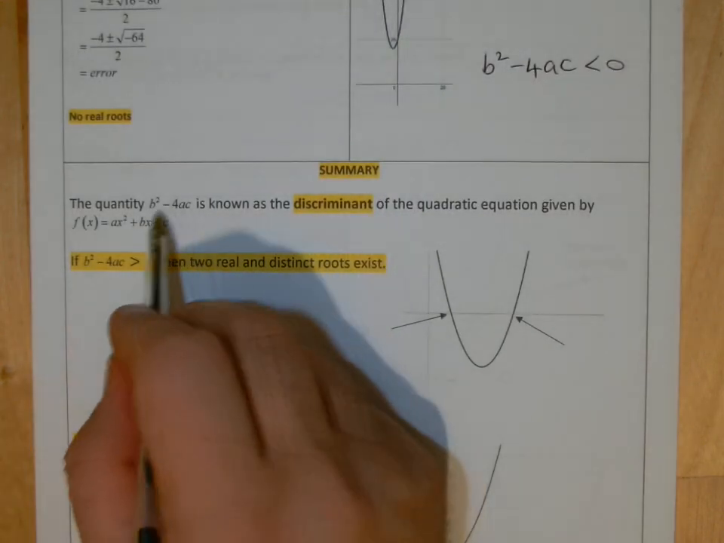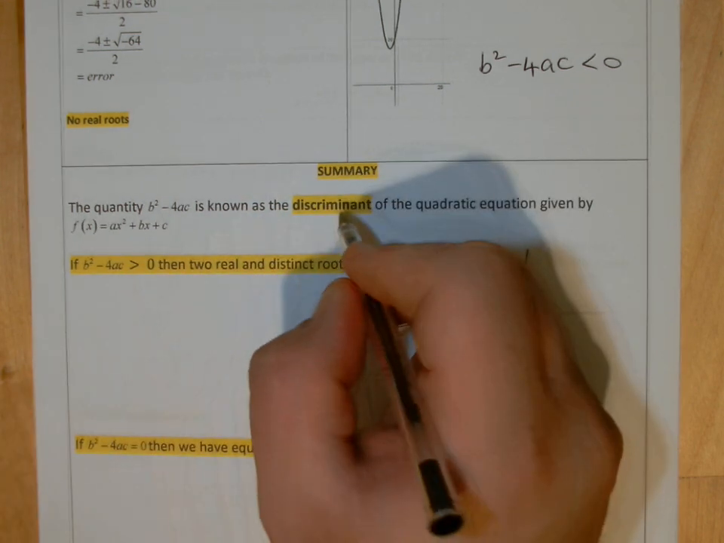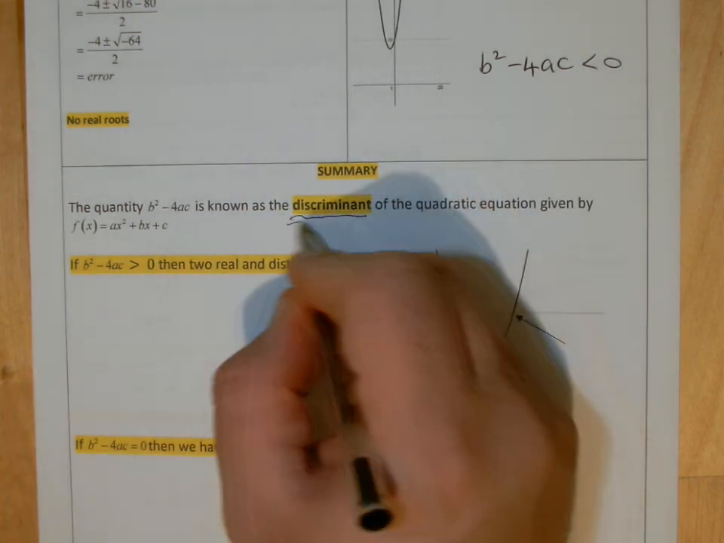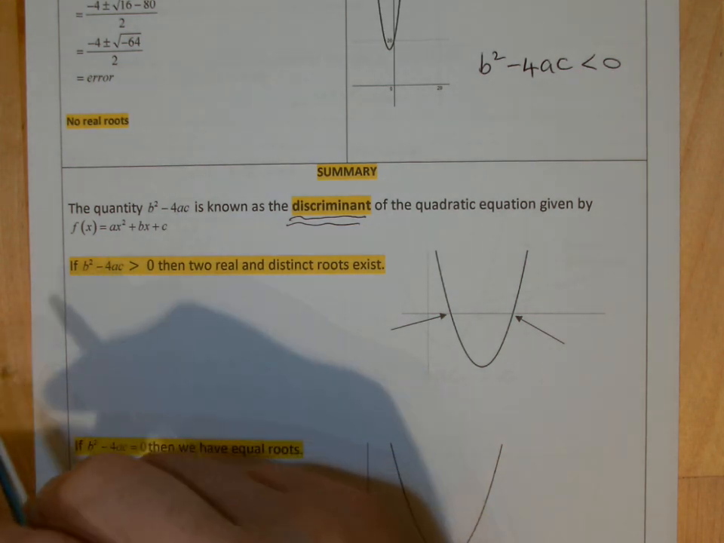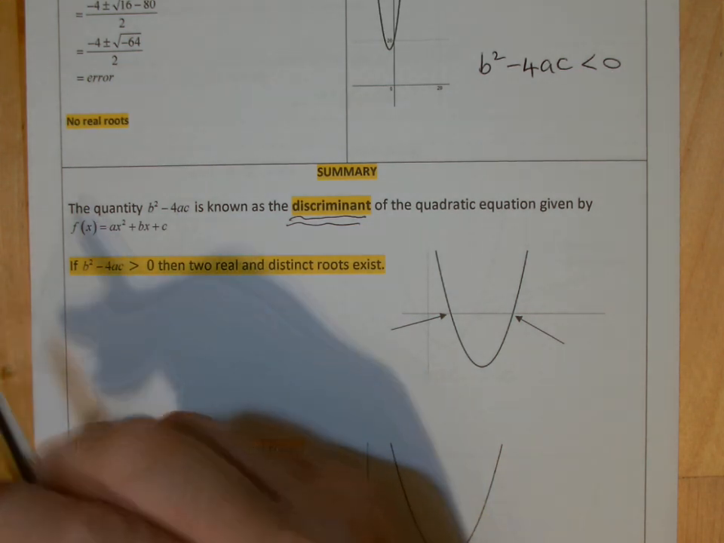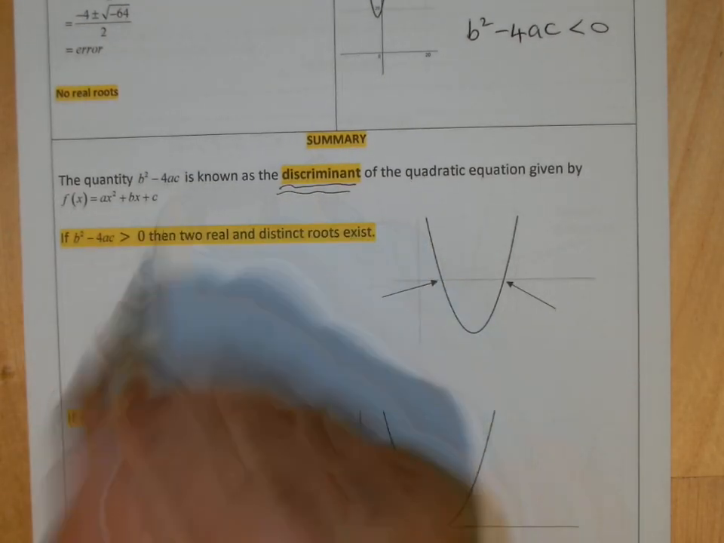So to summarize, this value b squared minus 4ac is super important. So important it's given a name. It's called the discriminant, because it's like the decider. It decides how many roots a quadratic, or how many real roots a quadratic equation has got. So we give it this name, the discriminant.